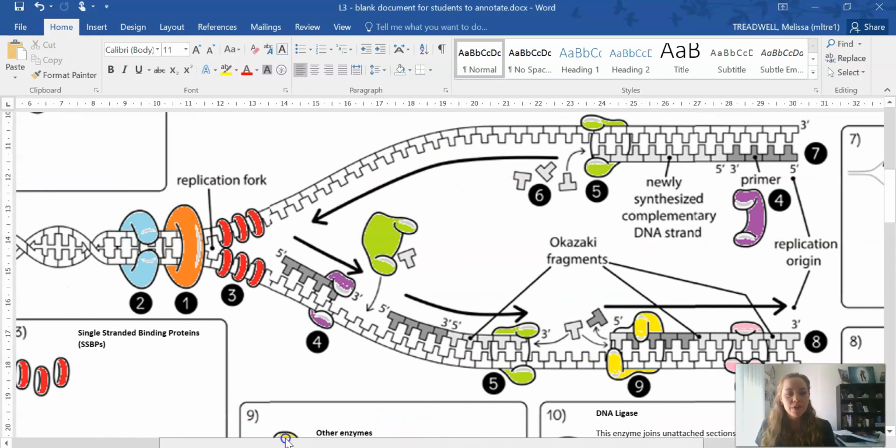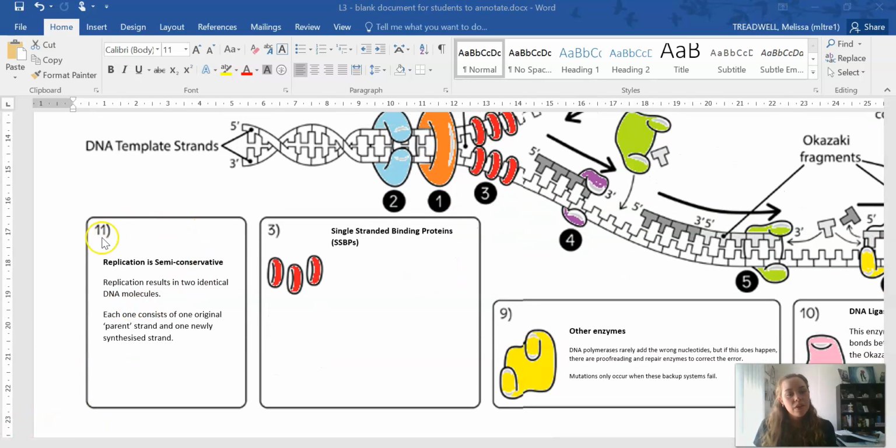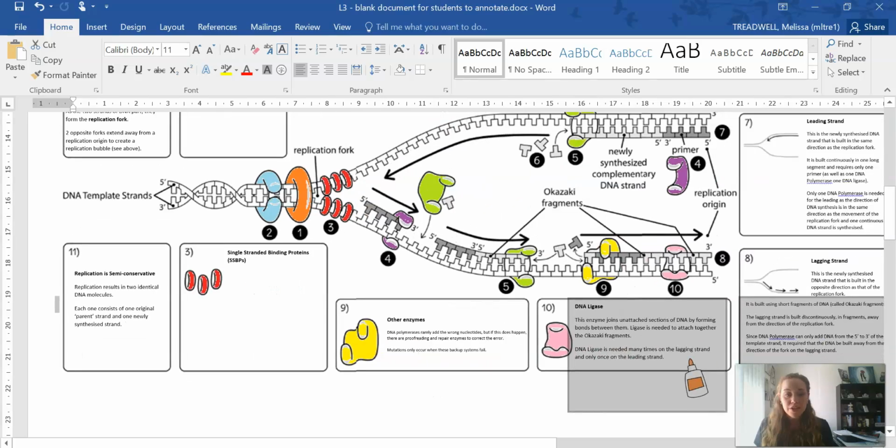So we just want to look at what's our end product now. So we're just going to look at number 11. The final thing we just want to reiterate is that DNA replication is what we call semi-conservative. So replication results in 2 DNA molecules. Each one consists of the original parent strand as well as the complementary strand. And so therefore, because we've kept some of the original in each of those new strands, we call it semi-conservative. So that is our process of DNA replication.